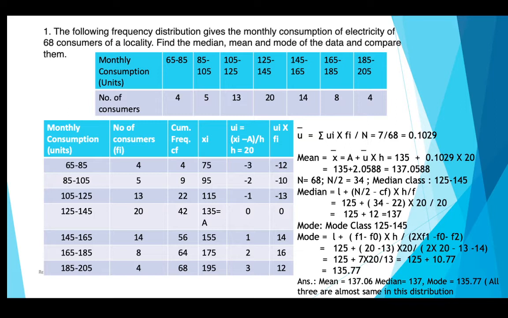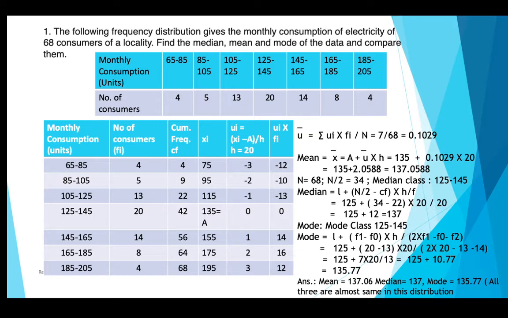Multiply Ui with Fi, and not CF, Fi. So you multiply and you get Ui into Fi. Take the summation of Ui Fi. Summation is 7, so 7 divided by 68 is the mean of U. What we need is the mean of X. Mean of X is equal to A plus mean of U into H, 135 plus 0.1029 into 20. Calculate and you get 137.0588 or 137.05.